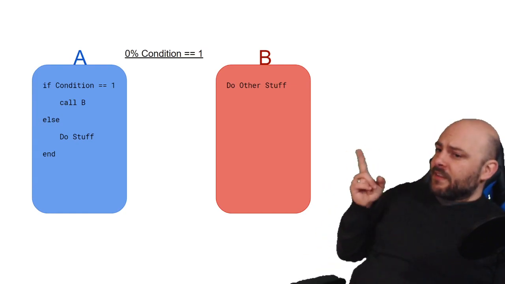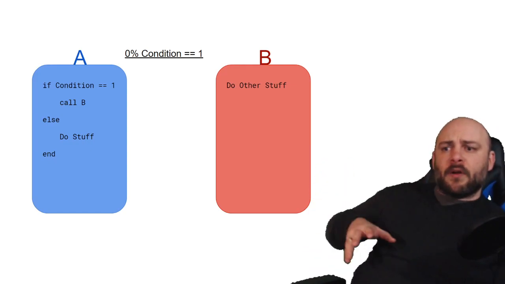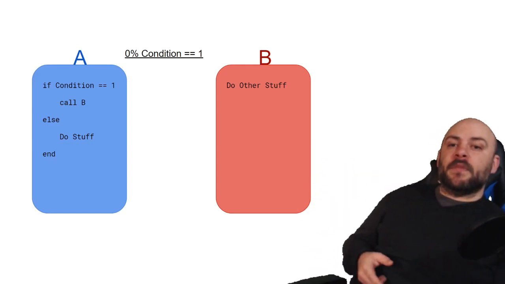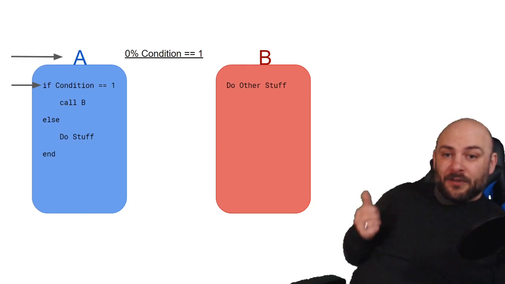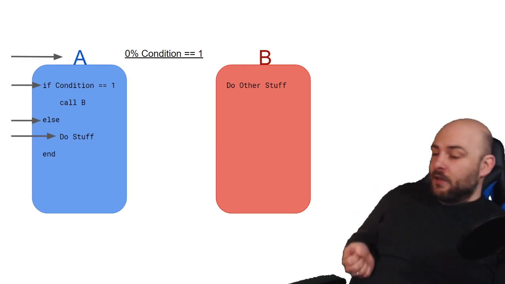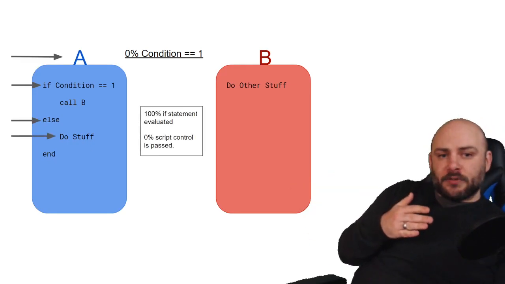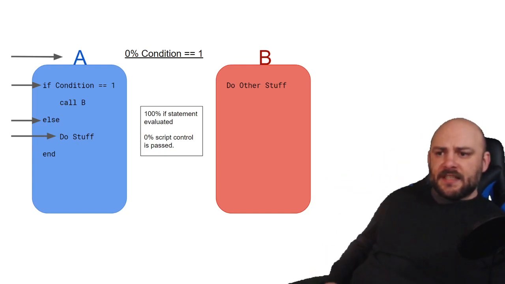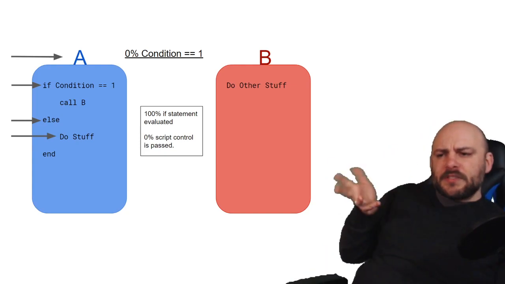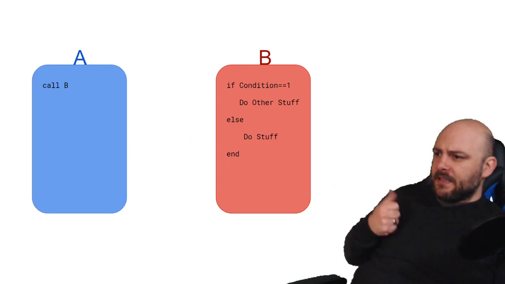If we have this other extreme where the condition is never true, then when A gets called, this is always false. We always go to else. We always do stuff. We never pass control between the functions. Everything is just in the if statement. Okay, so we have results for this sort of structure. Let's think about a different structure.